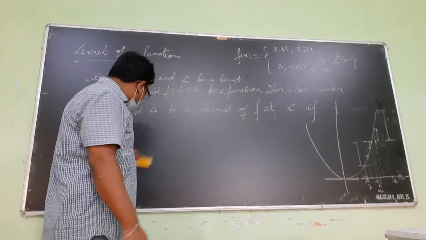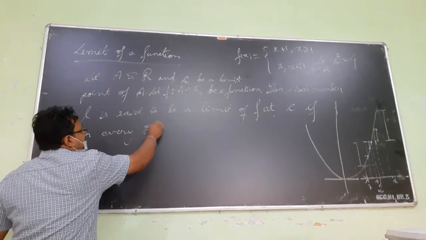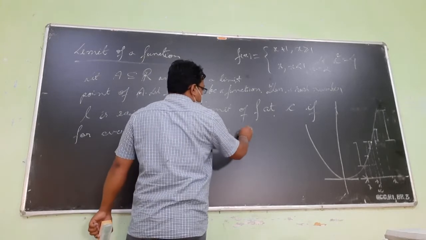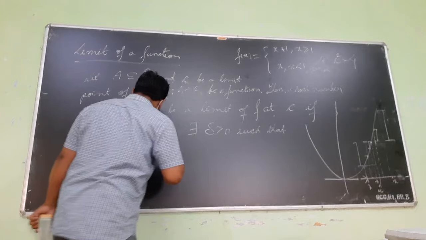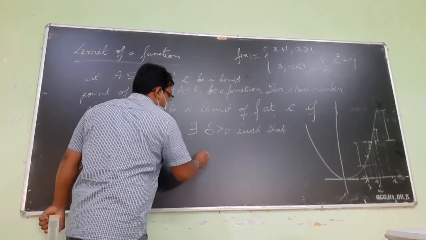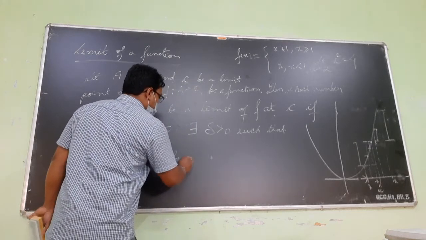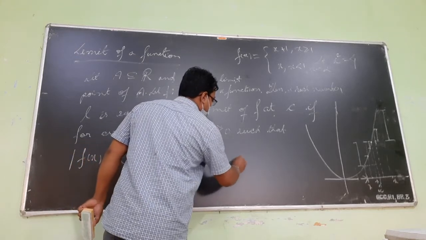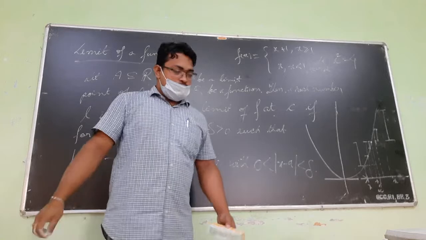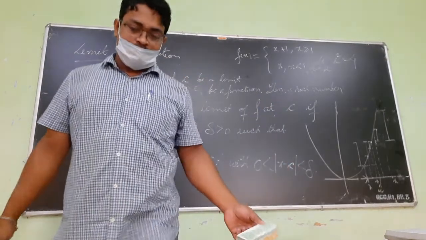f will have limit L at c if, for every epsilon greater than 0, there exists a delta greater than 0 such that mod of f(x) minus L is less than epsilon, whenever, or for all x in A with 0 less than mod of x minus c less than delta. Okay. This is the definition.